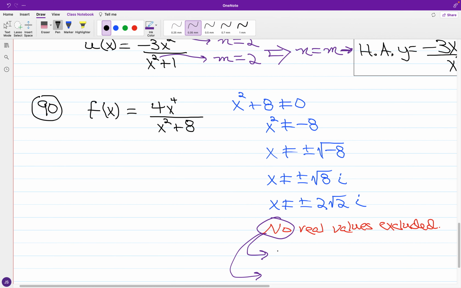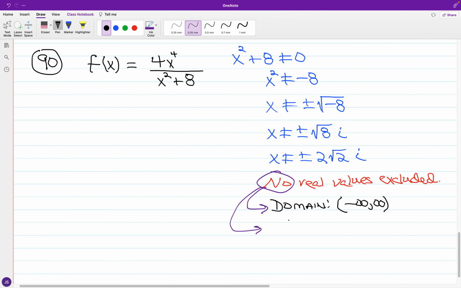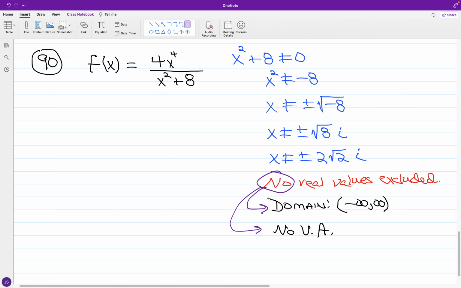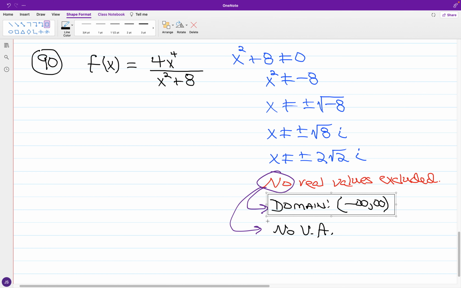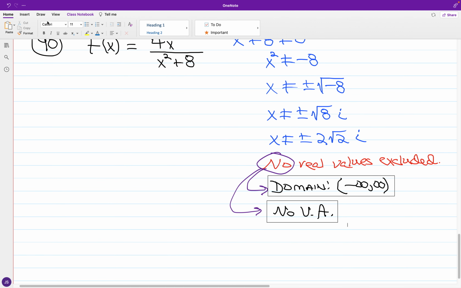And once again, for the domain, we're going to have the set of all real numbers. And since there are no real values excluded, there are no exclusions from the domain where we could possibly have any vertical asymptotes. And we want to see if we have any asymptotes, period.